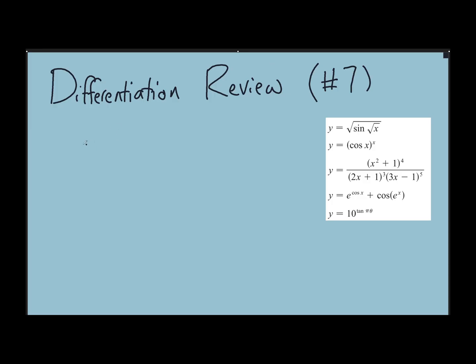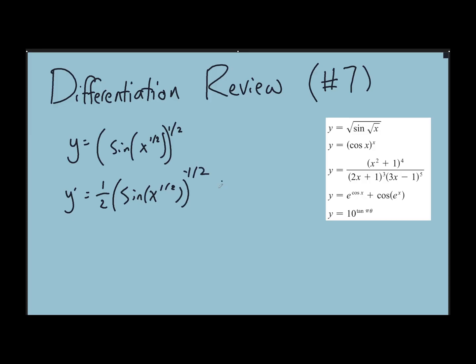The first one in this group is y equals sine of x to the 1/2, to the 1/2. Like that. Now see how much better that is than writing it with square roots that are confusing? Well, it becomes obvious now that the outside function is what we're going to be taking the derivative of, right? So y prime is just going to equal 1/2 original input, sine of x to the 1/2, to the negative 1/2.